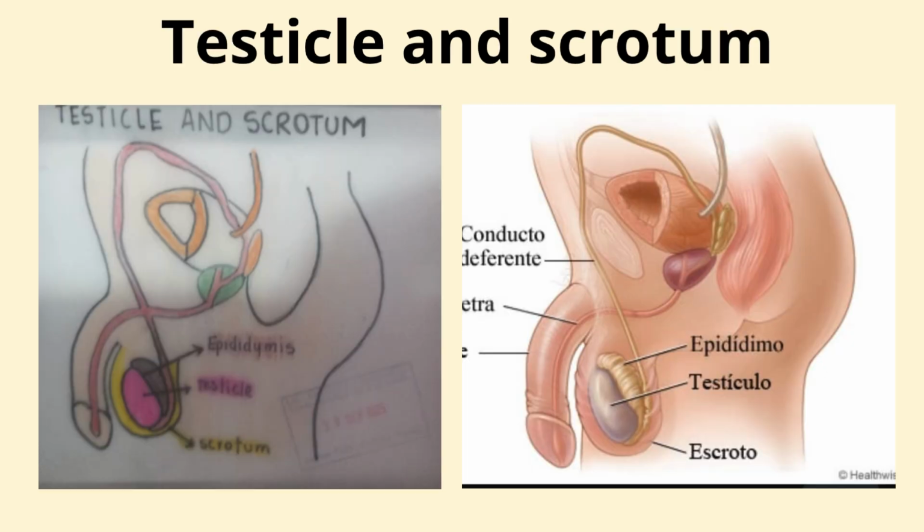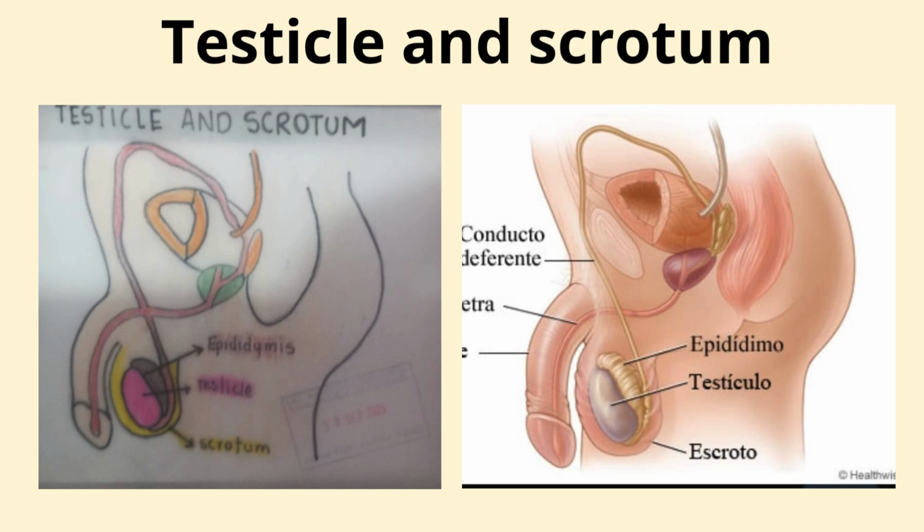Here we have the testicle and scrotum. The testis is the oval gland responsible for sperm production and testosterone secretion. Within the testes are hundreds of seminiferous tubules where spermatogenesis occurs. Sperm mature and travel into the epididymis, a coiled tube that lies along the posterior surface of the testes. The epididymis stores and further matures sperm.